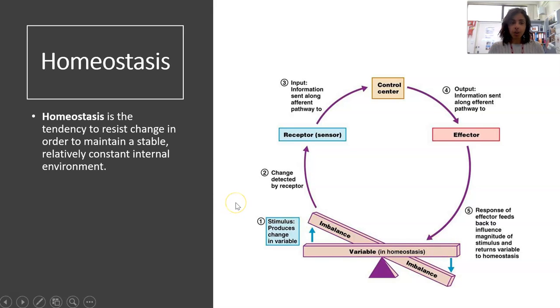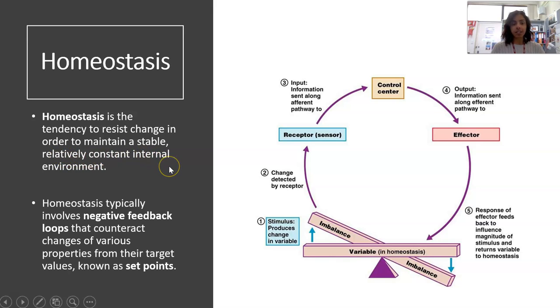So just to recap, homeostasis is the tendency to resist change in order to maintain a relatively stable internal environment. And homeostasis normally involves something called negative feedback. Negative feedback is a response that is the exact opposite to the stimulus. So in this example, we had an increase in blood glucose levels, therefore the response was to decrease it. Once we decrease it and we get to this level balance again, that is known as a set point.